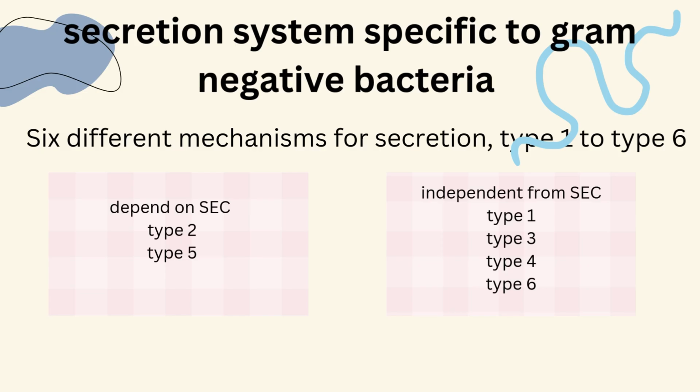Because of their outer membrane, gram-negative bacteria have at least 6 different mechanisms for secretion. These secretion systems, termed type 1 through type 6, come in 2 flavors: those that depend on the general SEC system for transport from the cytoplasm into the periplasm, type 2 and type 5, and those that do not depend on it, type 1, type 3, type 4, and type 6.